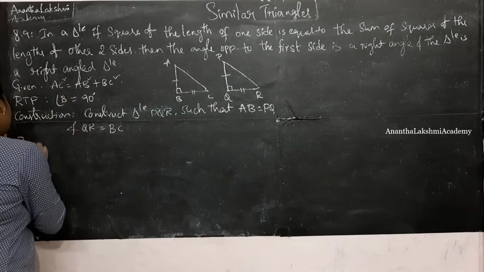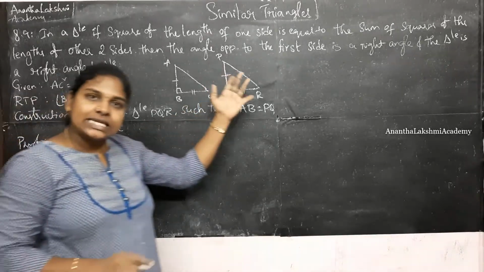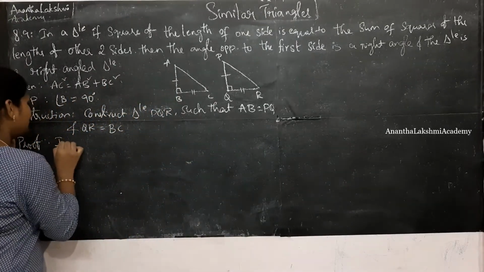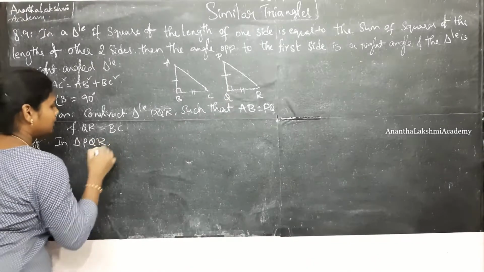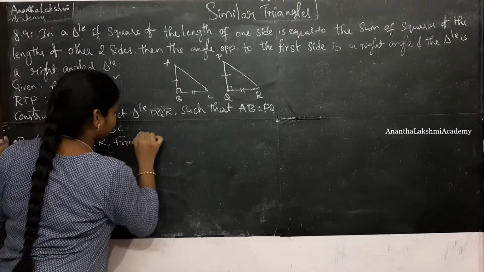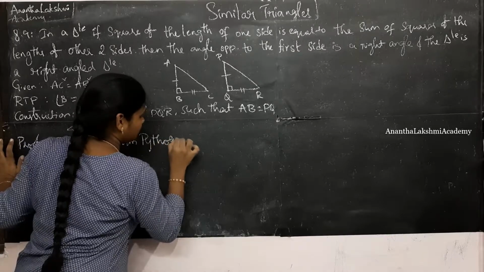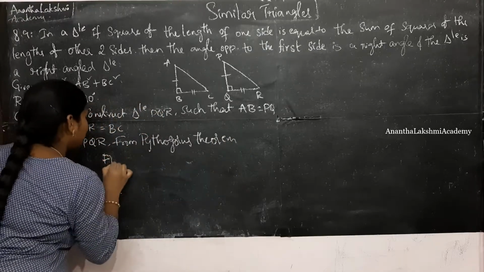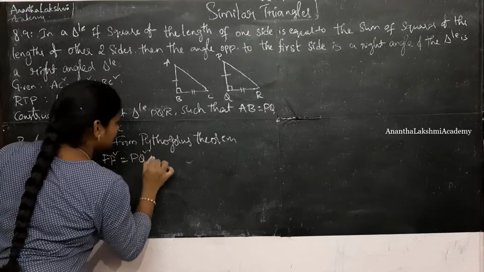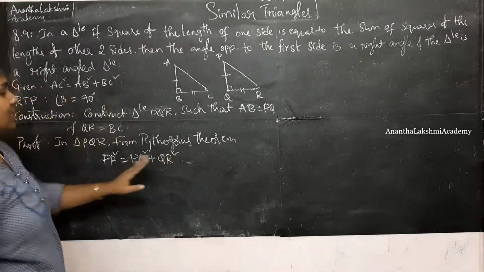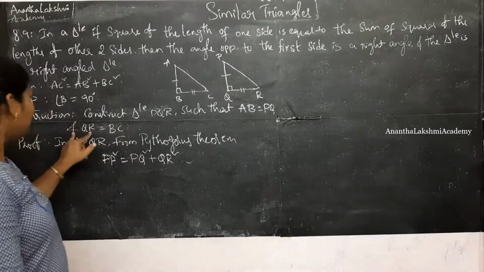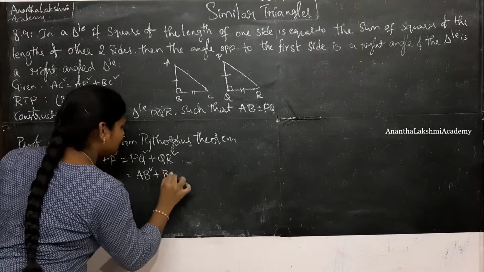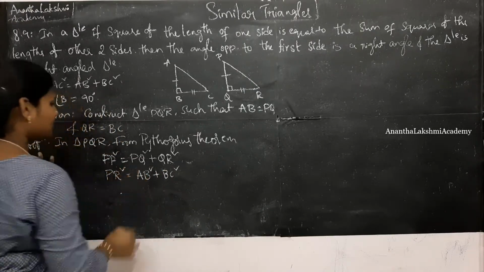Okay, now let us jump into the proof. Now, PQR is also a right angle triangle. For a right angle triangle, we have the Pythagoras theorem, right? So, in triangle PQR, from Pythagoras theorem, what can we say? PR square is equal to PQ square plus QR square. But in the construction we said AB is equal to PQ and QR is equal to BC, right? So, PR square is equal to AB square plus BC square.